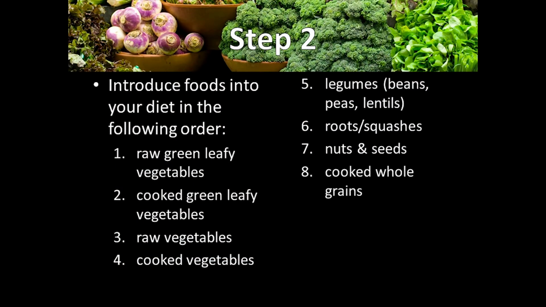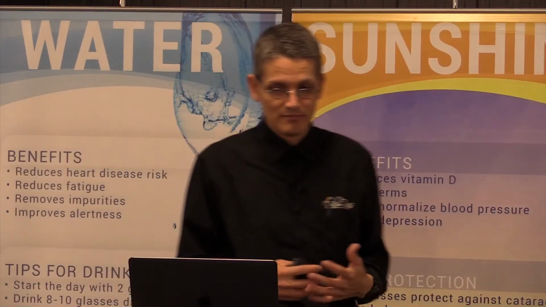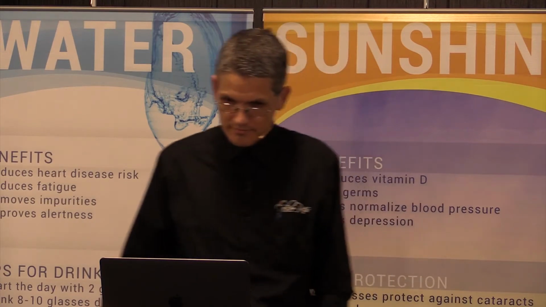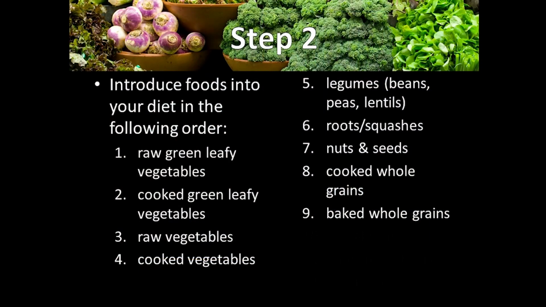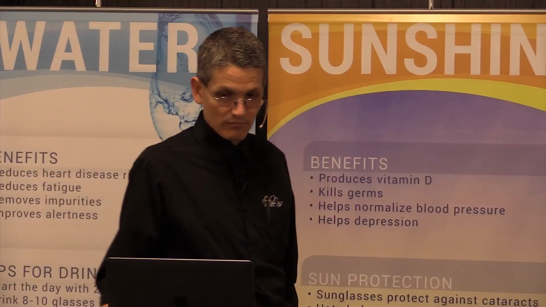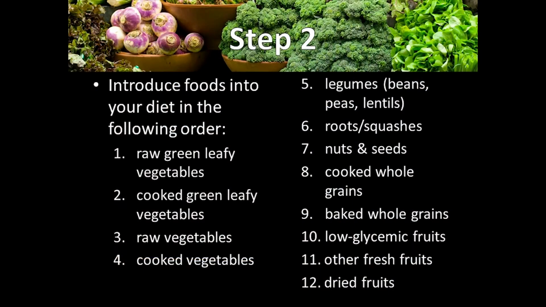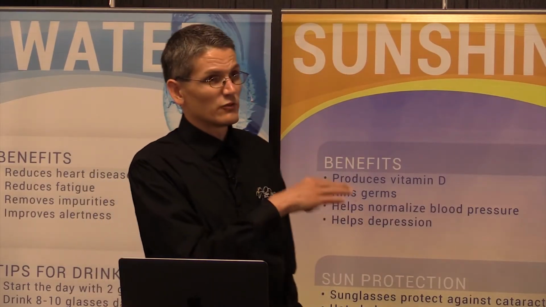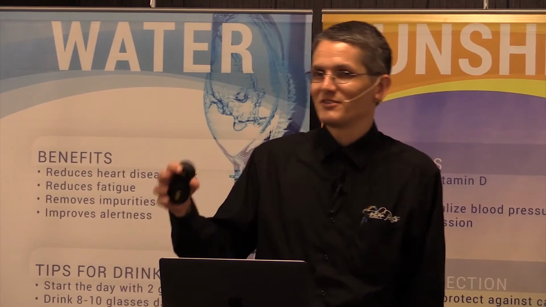And then you can add in your cooked whole grains, right, like barley and oats and brown rice and so on. And then you can add in your baked whole grains and your low glycemic fruits, your other fresh fruits, maybe not so low glycemic, and then finally your dried fruits. Right? Now let me tell you this, if you can get down to 12 and your fasting blood sugar levels you can still keep below 90, you're not very diabetic.